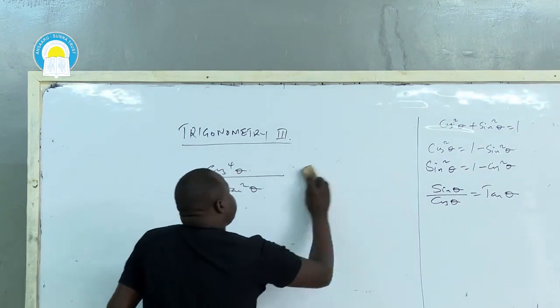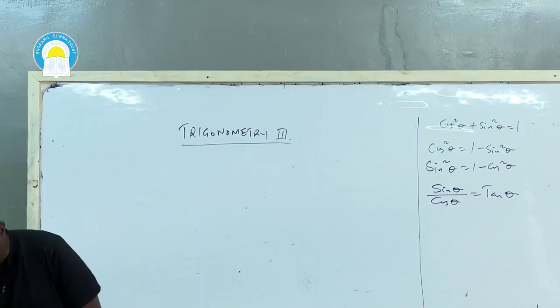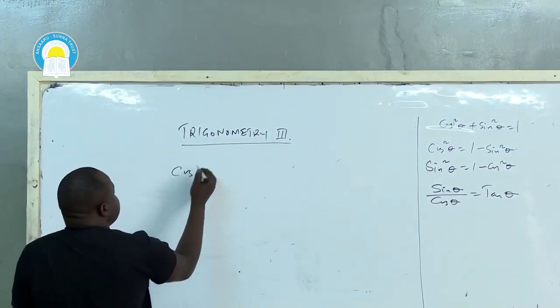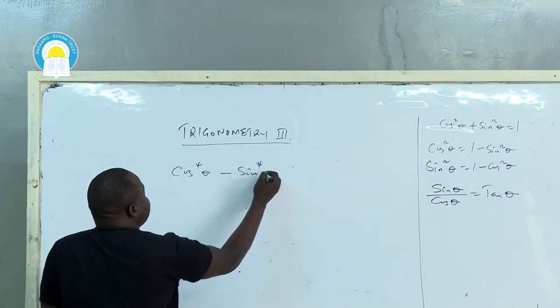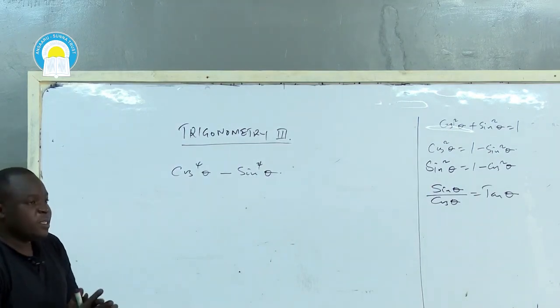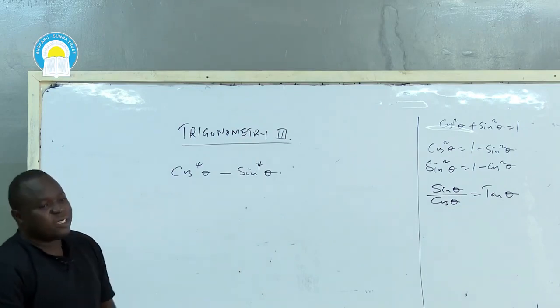Next example. The next example is cos raised to 4 theta minus sine raised to 4 theta. Now you're supposed to simplify this. It looks maybe weird, but maybe it's the easiest, in fact.